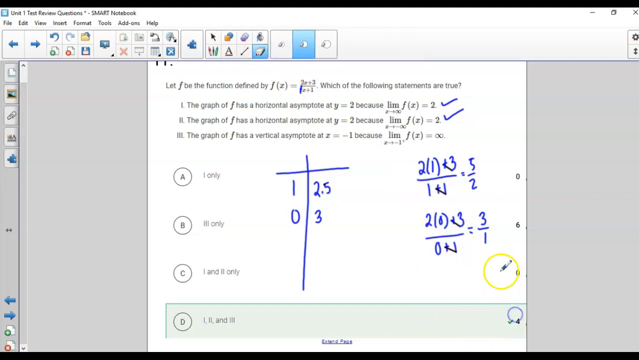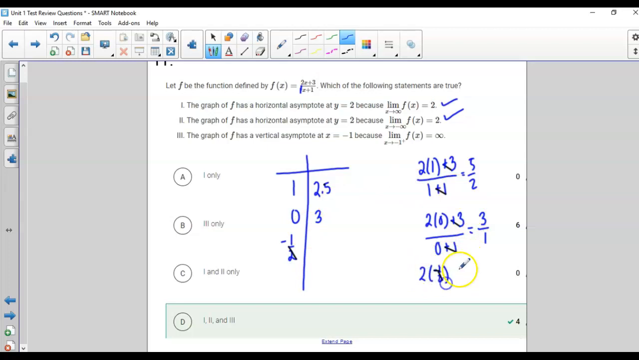I can't try a -1, but I could try a -1/2. So for -1/2, I'd have 2 times -1/2 plus 3 over -1/2 plus 1. And so this is going to give me -1 plus 3 over 1/2. So that is 2 divided by 1/2. And dividing fractions is easy as pie. Flip the second and multiply, and you'll get 4.